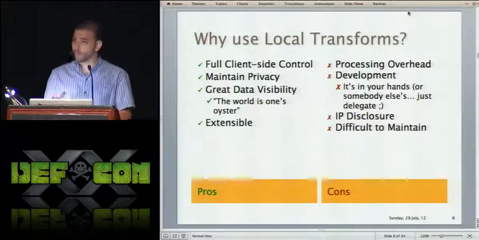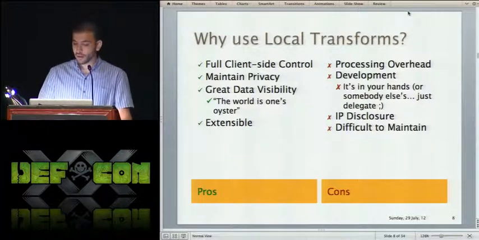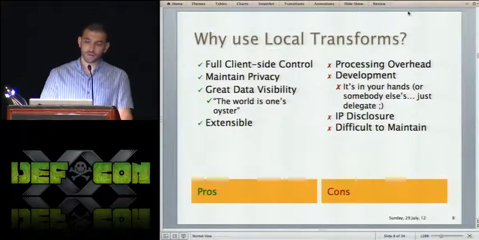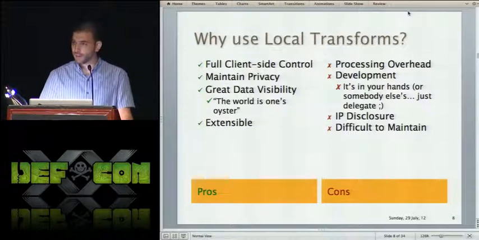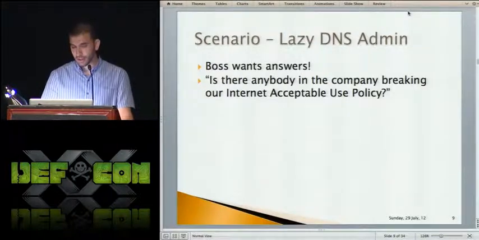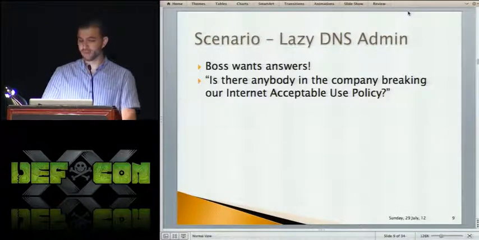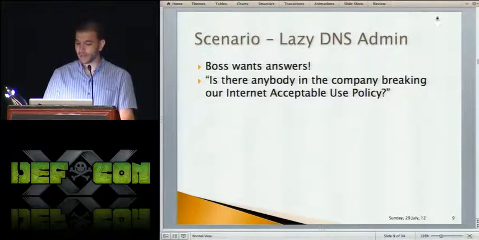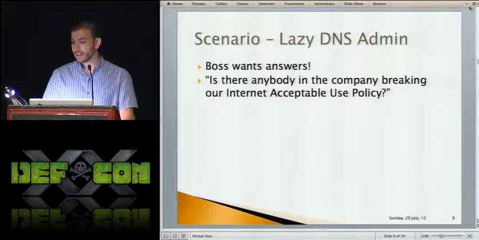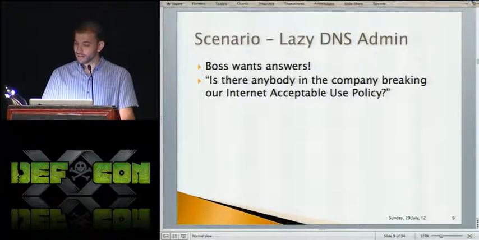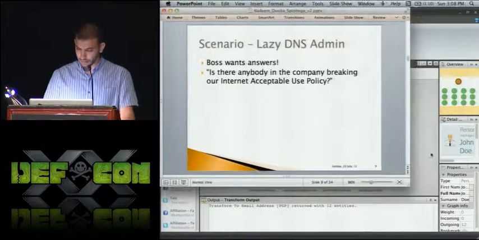They might want to just focus on what they want to do, like social engineering transforms. You know, it's not their fault. That's what they do. So I'm here to give you the power to do whatever you want with this awesome graphing tool. And this is why I've developed Sploitego. So here's a scenario. This is a really quick demo. So your boss wants answers. Is there anybody in the company breaking our internet acceptable use policy? So, you know, first place to look, DNS logs.